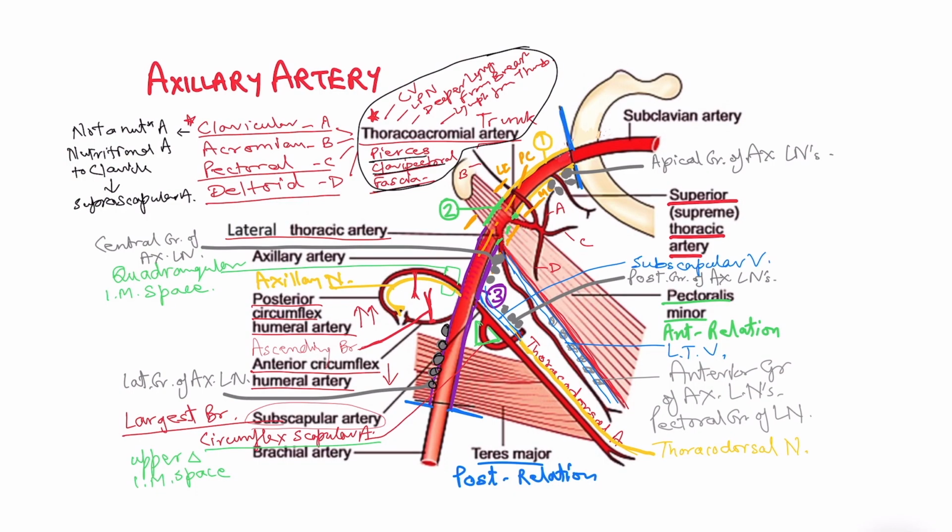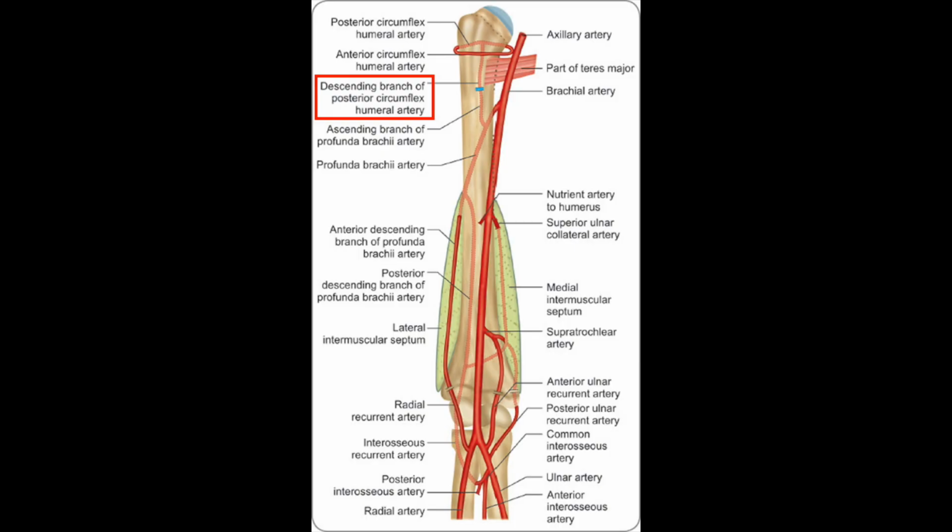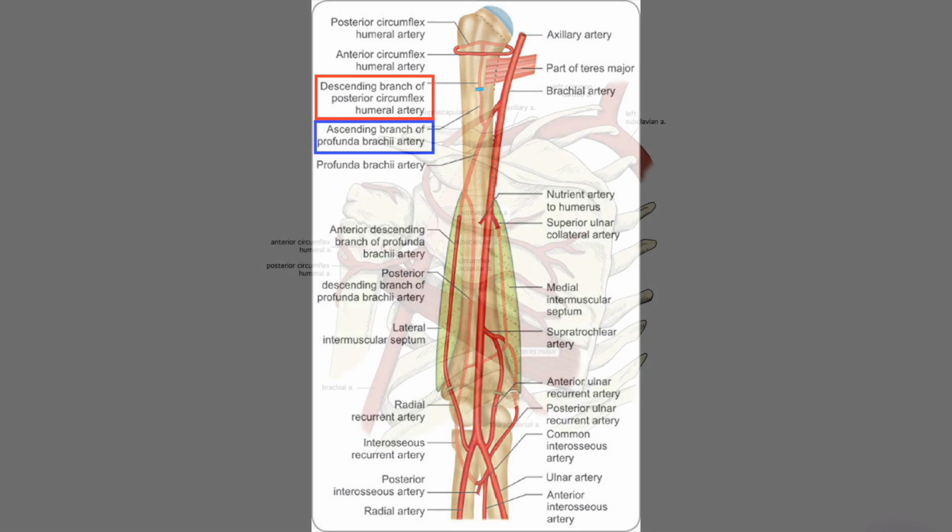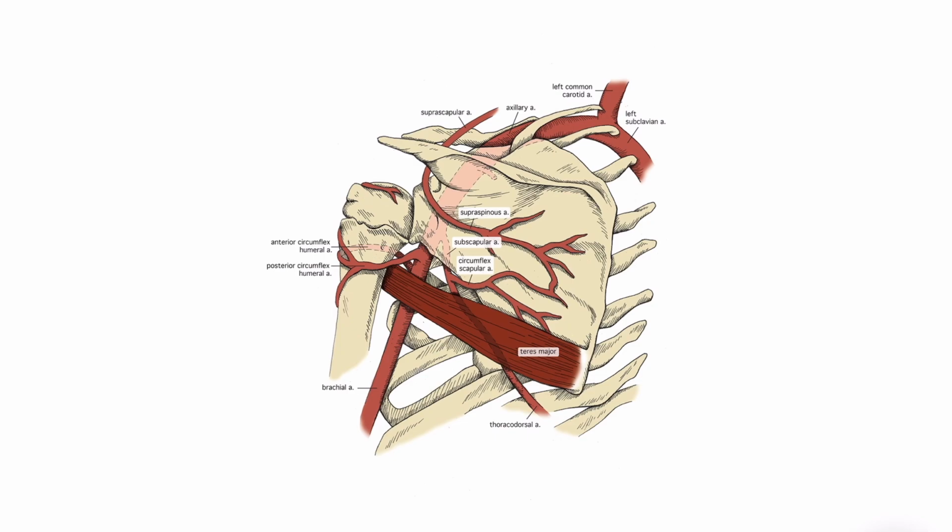Similarly, the posterior circumflex humeral artery will give a descending branch. This is called the descending branch of the posterior circumflex humeral artery. Now this will descend down and will anastomose with an ascending branch from below. Remember, on the back of the humerus there's a radial groove, and in that is the profunda brachii artery, and that profunda brachii artery will give an ascending branch which will anastomose with this descending branch of the posterior circumflex humeral artery on the back of the humerus in the upper half. Now this image is to show you the posterior relations of the axillary artery and its branches. So this is the posterior view of the shoulder region.